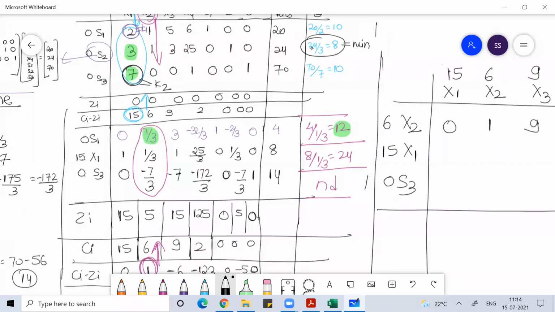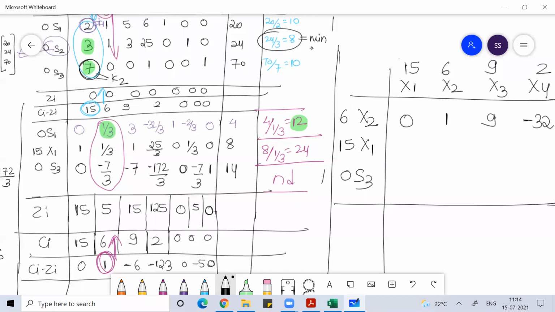You get the x2 value. Now I have to find the value of x1 and s3. So let me write on paper the same thing. I have to find the value of x1.